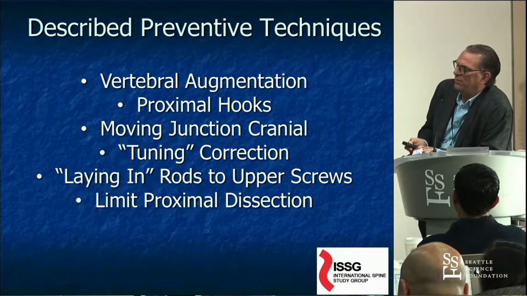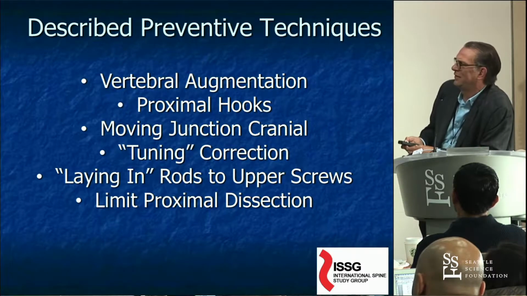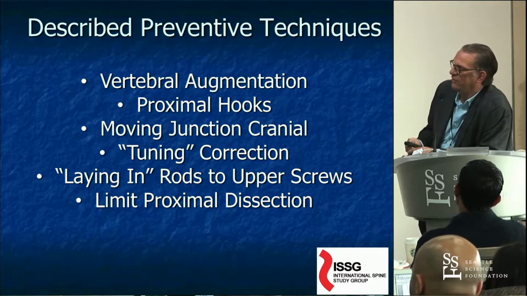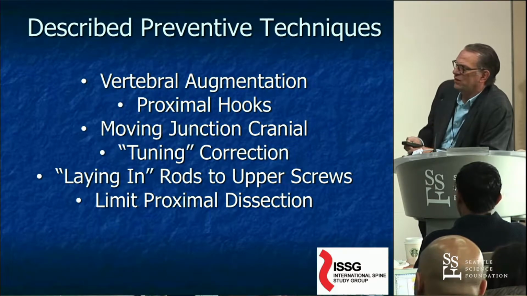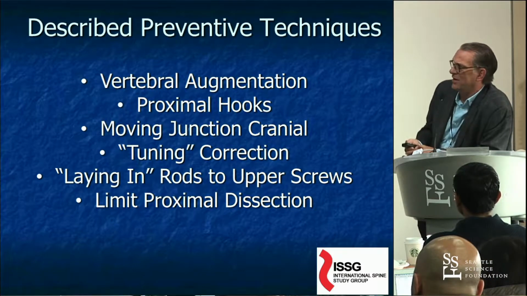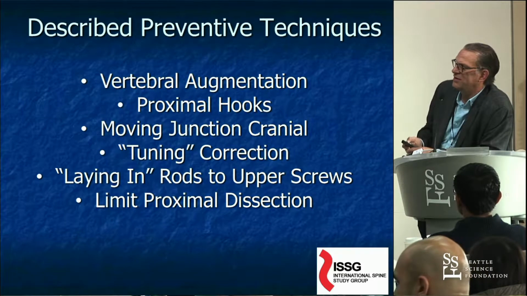So what are the described preventative techniques that are out there? Vertebral augmentation is one. I wrote a paper about this now almost 10 years ago, and I'll go through why I've kind of gone away from vertebral augmentation in most cases nowadays. Proximal hooks are described by some authors and some surgeons. That's something I've used, but I haven't found to help in my own hands, and I think there's a little lacking data to really prove that it does reduce the incidence.